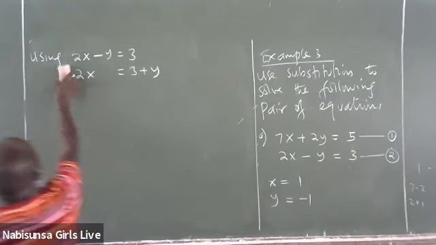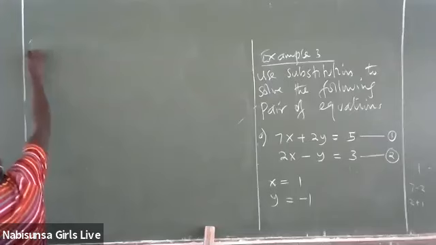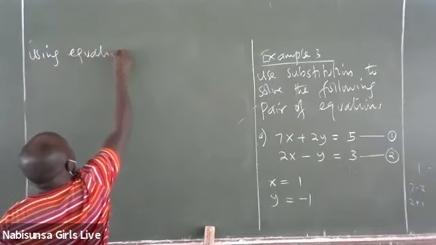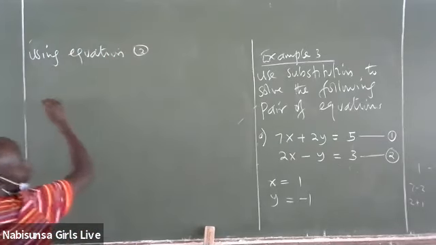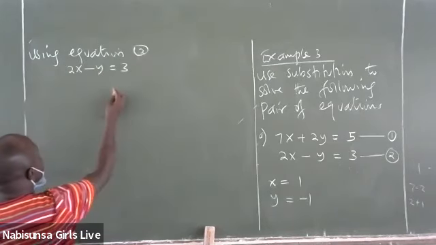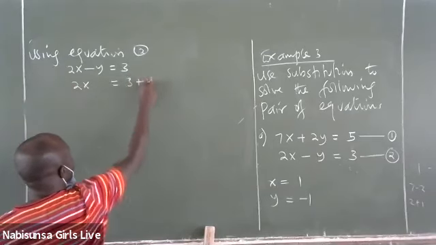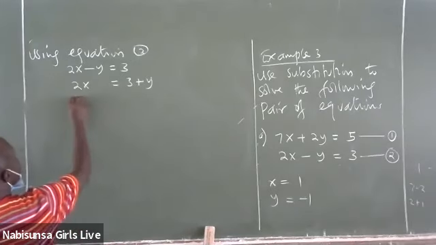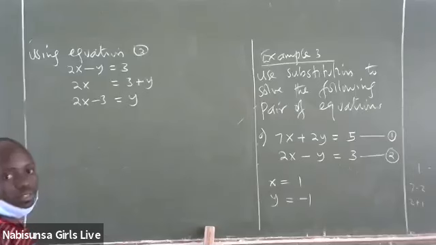So you want me now to say, using equation 1, we're using equation 2, eh? Equation 2 is 2x minus y is 3. I took y that side, so 2x is 3 plus y, yes? But I want y in the subject. So I will say 2x minus 3 is y. I think everybody is fine.